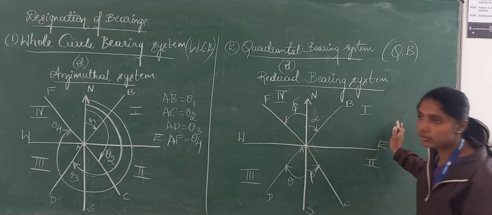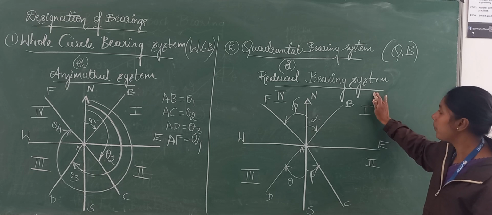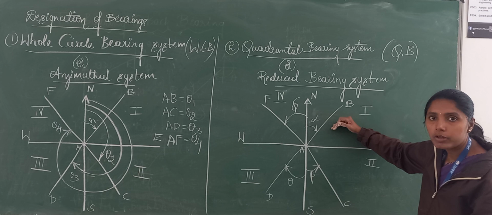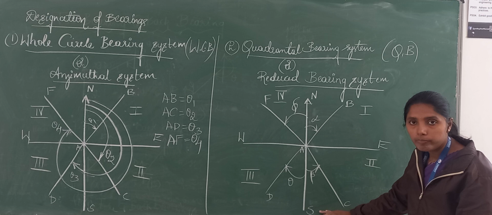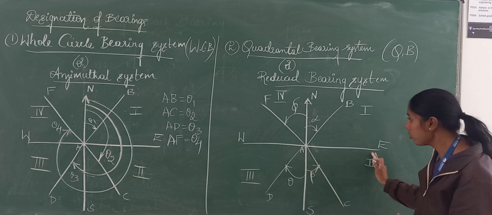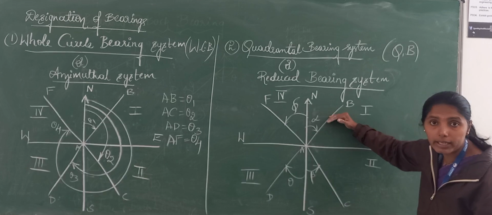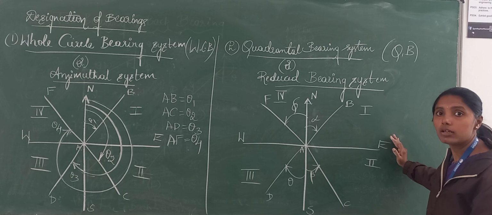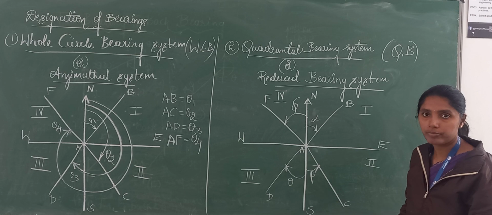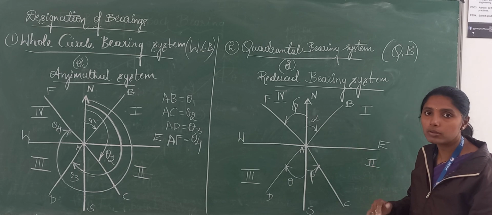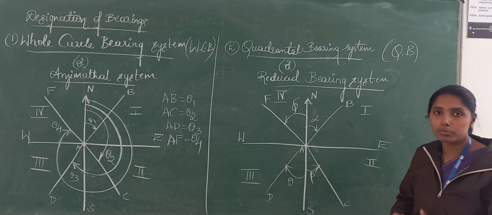Coming to the quadrantal bearing system, which is simply called the reduced bearing system also. Here the bearing of the line is measured with respect to north or south, and also with respect to east and west. What I am saying is that here the bearing of the line is measured eastward or westward towards the north or south, whichever is nearer. If the line is nearer to the north, we measure the bearing with respect to the north. If the line is nearer to the south, we measure the bearing of that line with respect to the south.